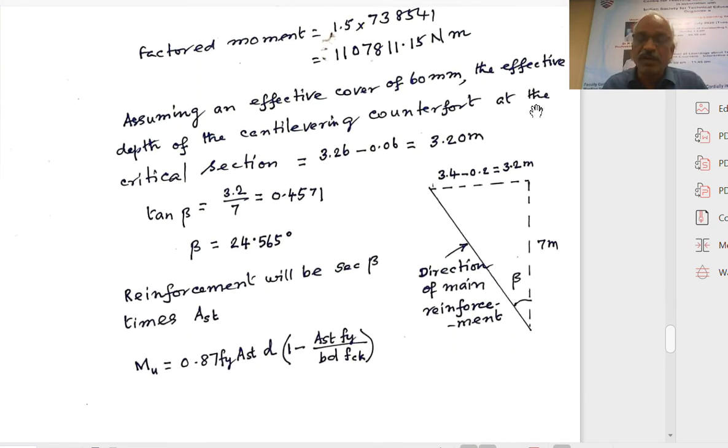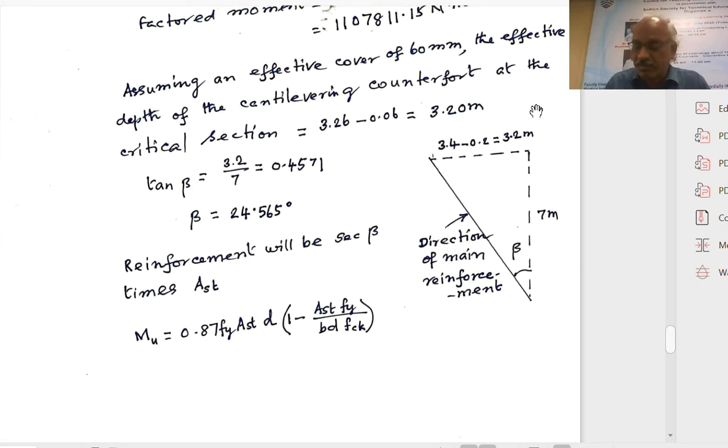Now here, assuming an effective cover of 60 mm, the effective depth available is equal to 3.26 minus 0.06, equal to 3.2 meters. 3.2 meters.